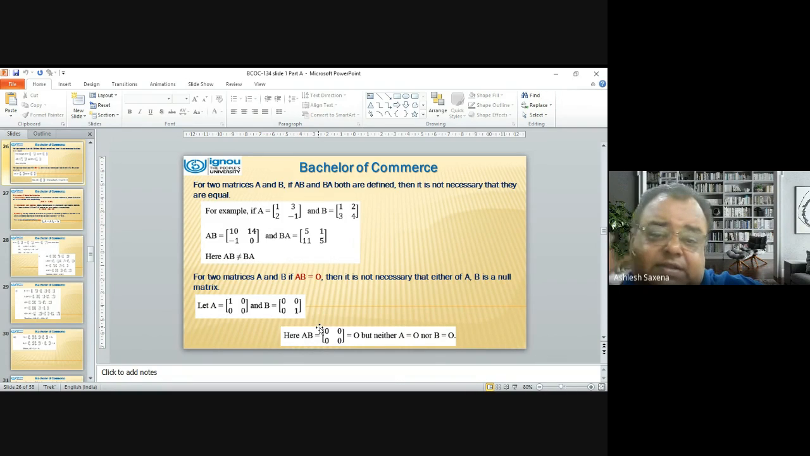Now, for two matrices A and B, if AB and BA are both defined, then it is not necessary that they are equal. You will see this. If we have a matrix A equal to 1, 3, 2, minus 1, and B is 1, 2, 3, 4.